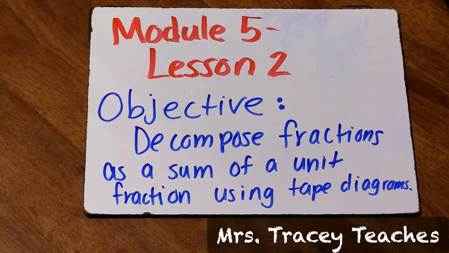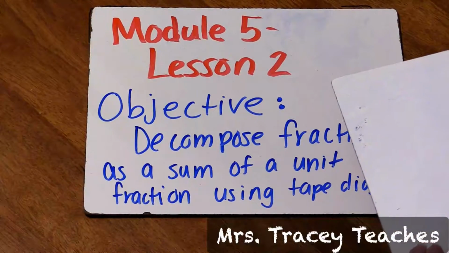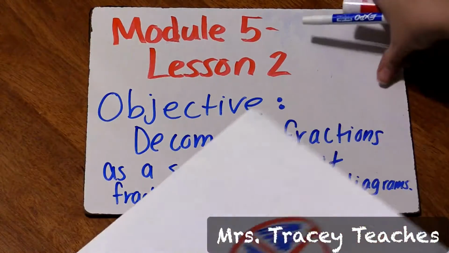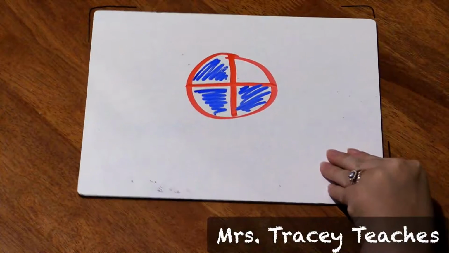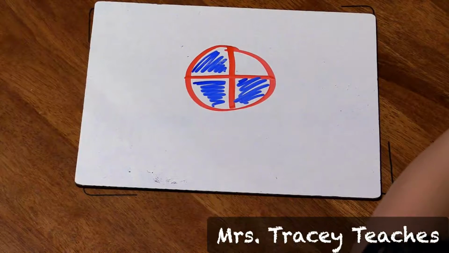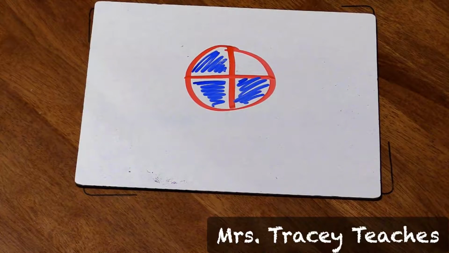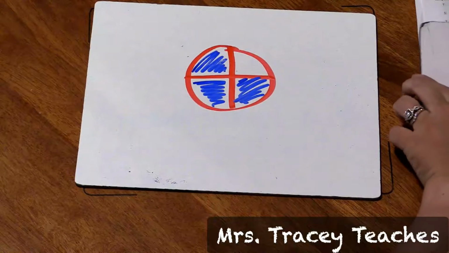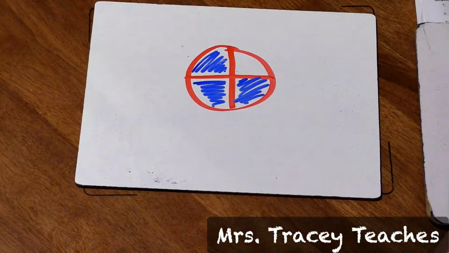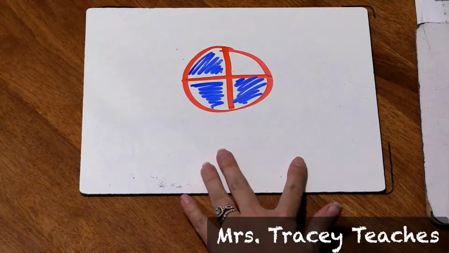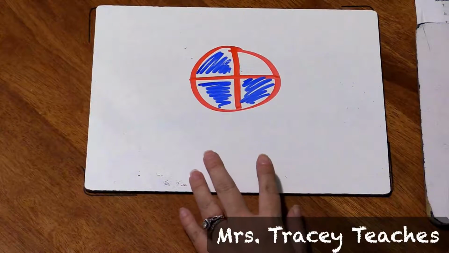Our Module 5 Lesson 2 objective today is to decompose fractions as a sum of a unit fraction using a tape diagram. So our first problem is to look at the fraction of this circle. What fraction can you write? How many equal parts does the circle have? So the circle has 4 equal parts, but what fraction is shaded?